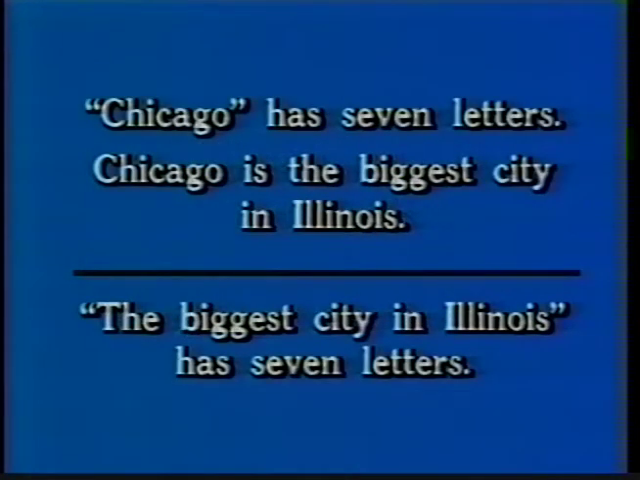Here's a case where we have Chicago has 7 letters. The quotation means that I'm discussing the word Chicago, not what the word represents. Here I have that Chicago is the biggest city in Illinois. As a consequence of this, I would like to deduce that the biggest city in Illinois has 7 letters, but that's manifestly false.